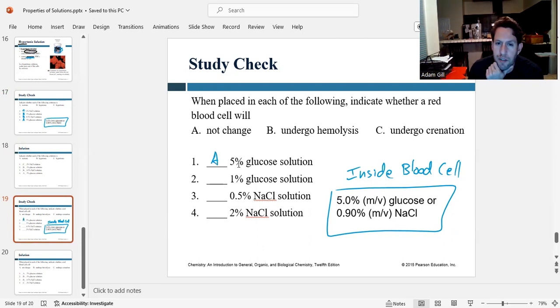If you placed a red blood cell in a 1% glucose solution, this is less concentrated. So it'd be hypotonic. And so it would undergo hemolysis. 0.5% sodium chloride is less than 0.9. So this would also undergo hemolysis. And a 2% sodium chloride is higher than 0.9. So this would be a hypertonic solution. And so the cell would undergo crenation.